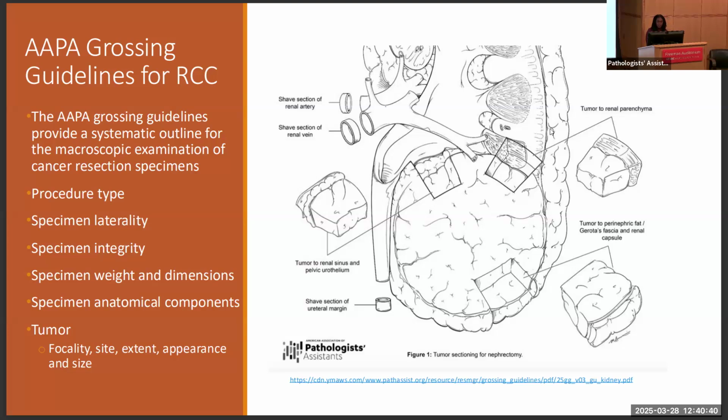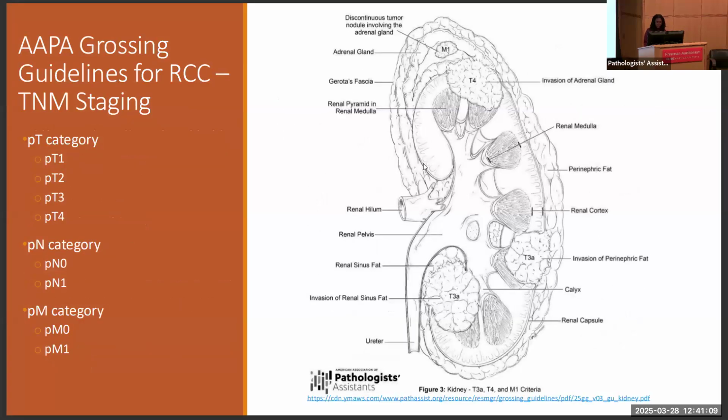This is an image from the AAPA guidelines, which shows sections that are beneficial for the pathologist. Sections that should be included include a section of tumor to the renal capsule and the perinephric adipose, sections of tumor to uninvolved renal parenchyma, especially including the corticomedullary junctions, and sections of tumor to the pelvic calyceal system. These sections, along with the gross description, allow the cancer to be staged appropriately.